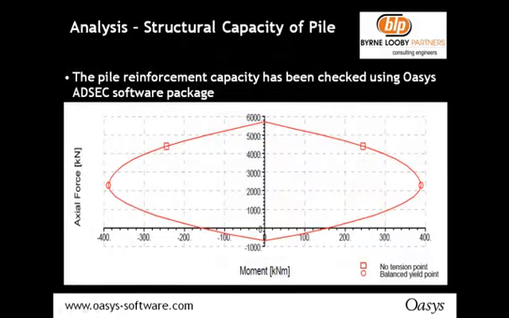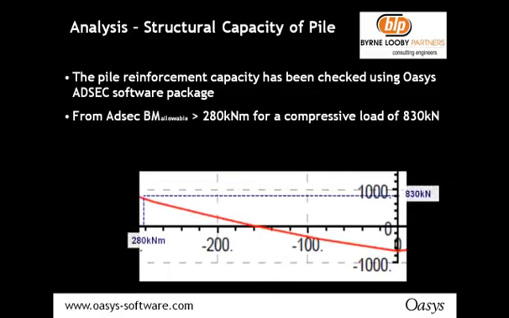So Bernd Luby also used AdSec to analyze the structural capacity of the pile. The pile reinforcement capacity came out with this NM graph, as you can see, this load and moment graph. And if we zoom into it, you can see that Bernd Luby has looked closely into the AdSec output, and for the compressive load, as previously mentioned, at 830 kilonewtons, the allowable bending moment is coming out at around 280 kilonewton meters. So how does this fit in with the actual moment that's occurring from our Alp output?